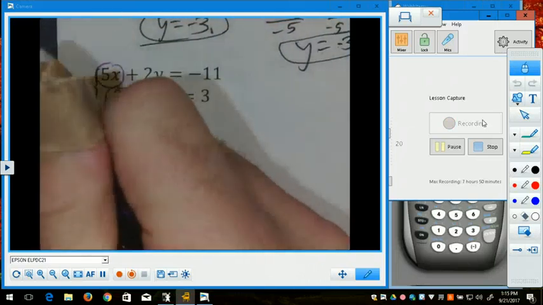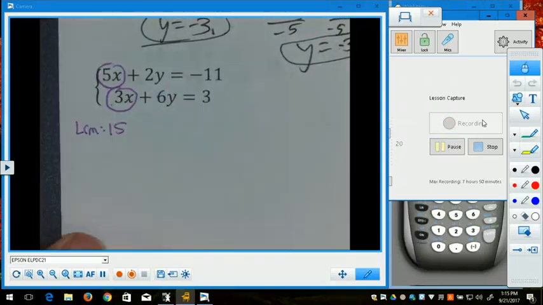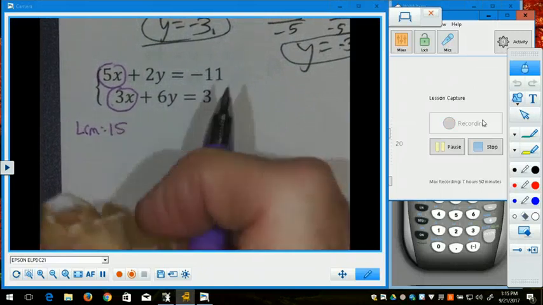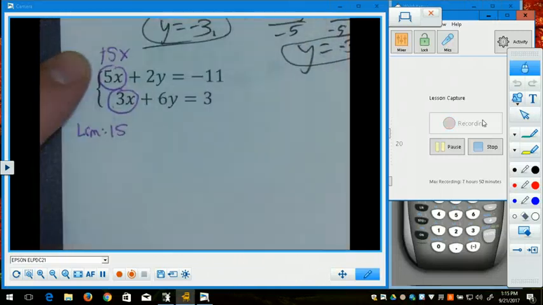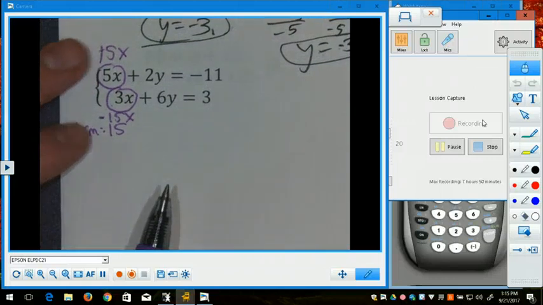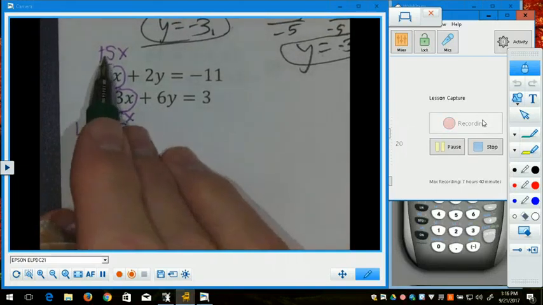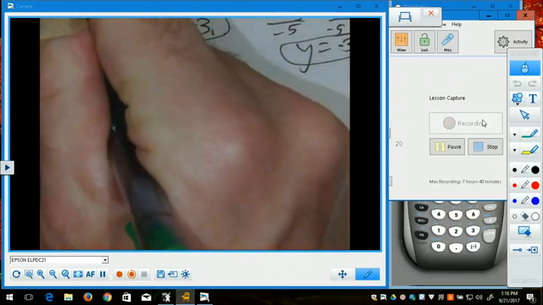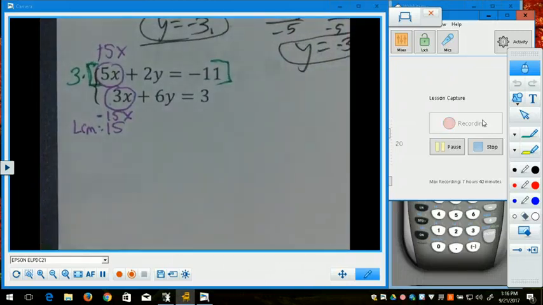The least common multiple of 3 and 5 is 15. So ideally I want my top one to be a positive 15x, and I want my bottom one to be a negative 15x. That's what I really want, so that these can be opposites and get eliminated when I add the equations together. In order to make this a positive 15x, I'd have to multiply this entire top equation by 3. And I'm going to do that in just a second.